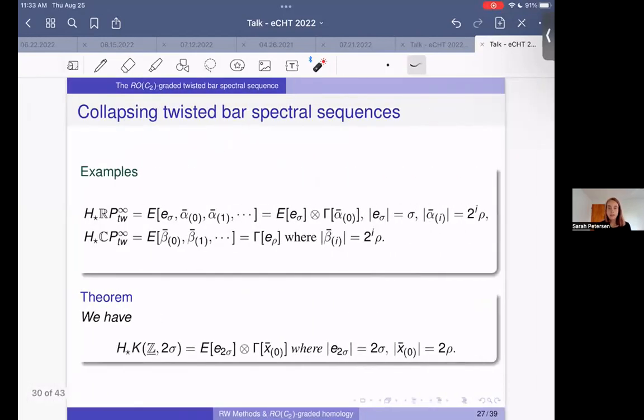So there are other examples in which the twisted bar spectral sequence also collapses for degree reasons, where like in the picture, we had this nice gap. And some of these examples include twisted CP infinity and also K Z/2 sigma.